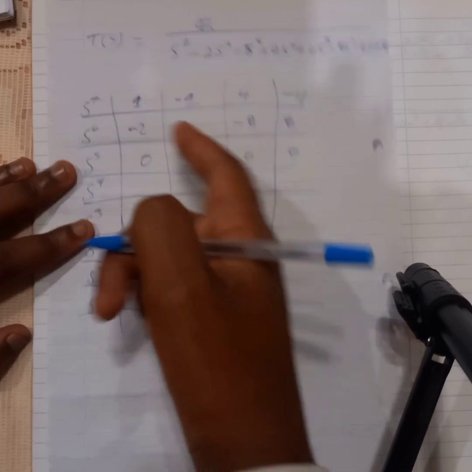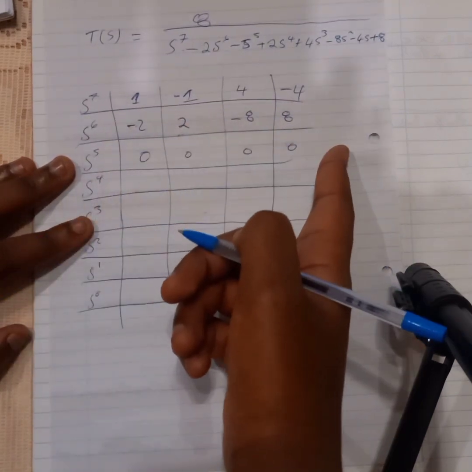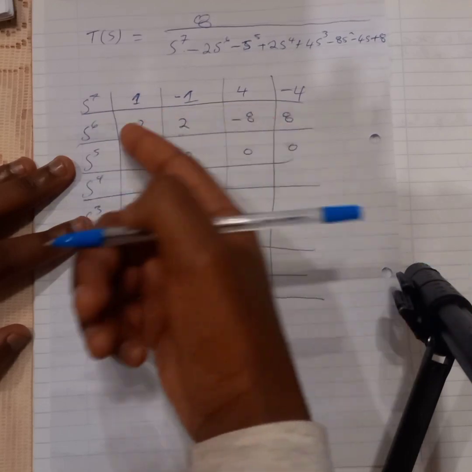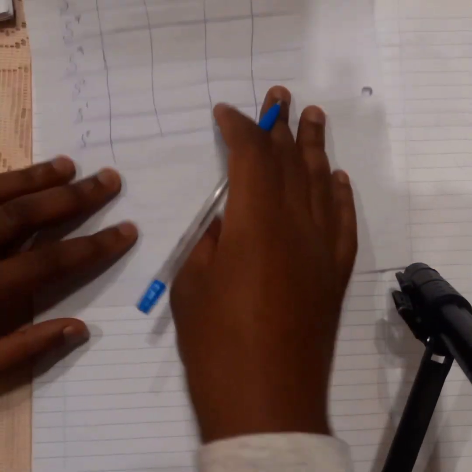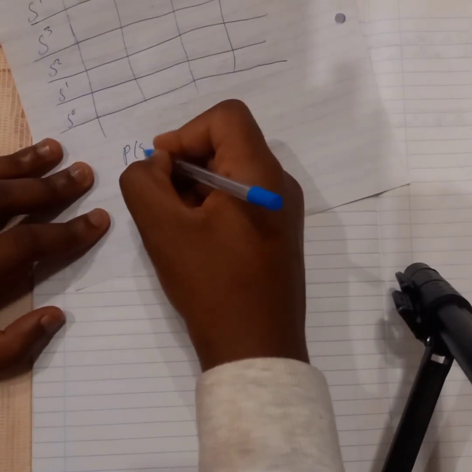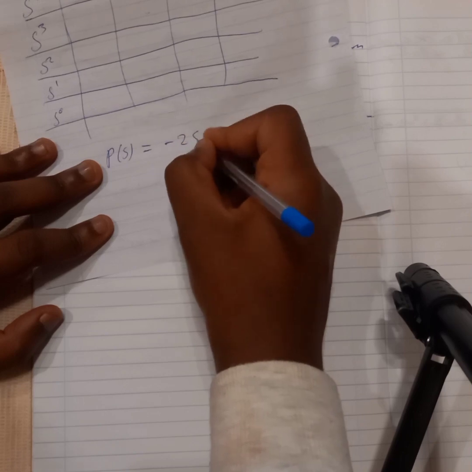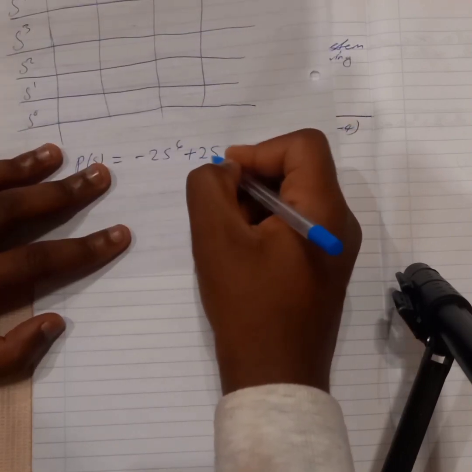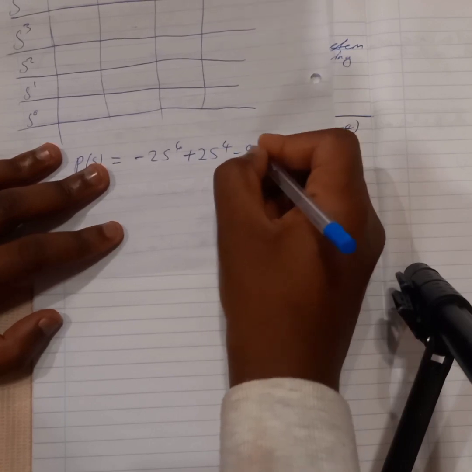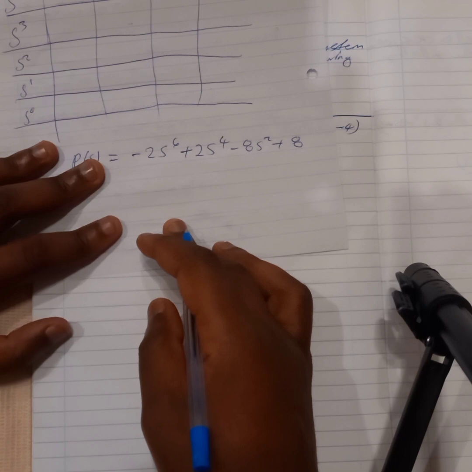Now we go to this one. If it's a row of zeros, we go to the one on top. We write it as P of s equals minus 2s to the power 6 plus 2s to the power 4 minus 8s squared plus 8.